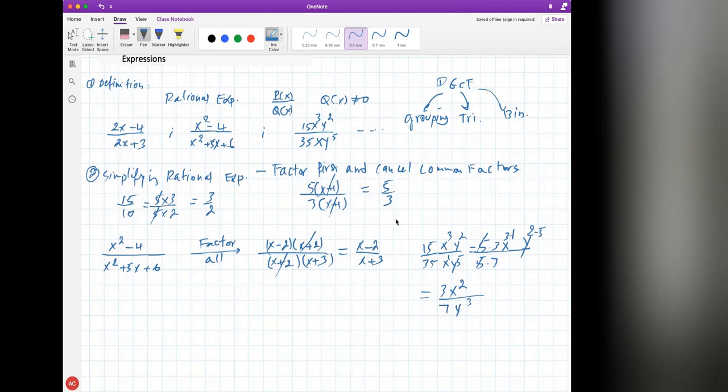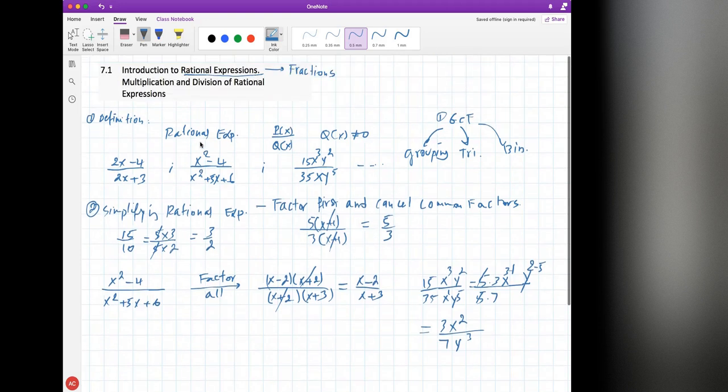Okay, so that's simplifying rational expressions. So factor first before canceling out. Again, don't cancel right away. If you have additions or subtractions between the terms, you can't cancel until you make it into multiplications. It has to be all multiplications between the factors before you cancel the common factors.